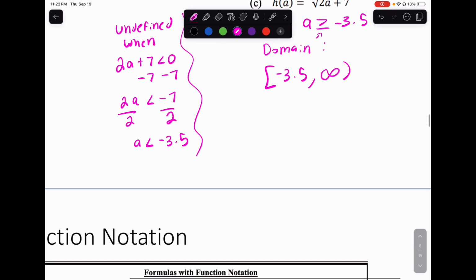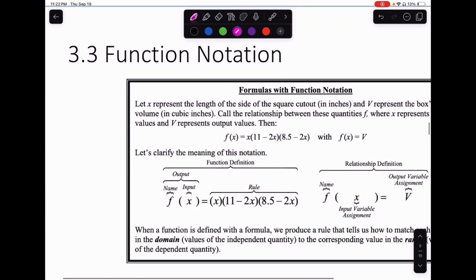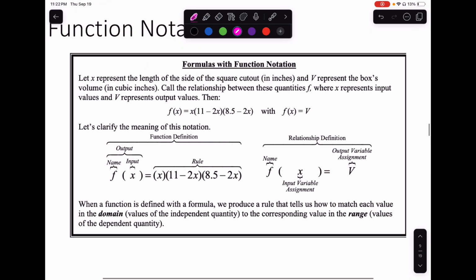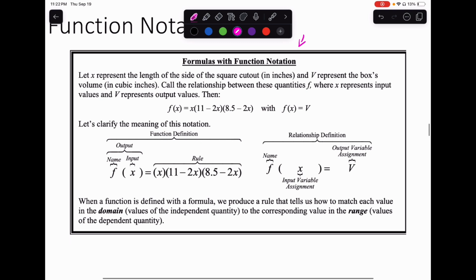Next up, we have function notation from 3.3. So there's a couple things I want to talk about. This was the definition pulled from your workbook, and this was referring to the box problem we did where we were cutting all 4 corners. But the principles are the same here, right? So they're saying let x represent the length of the side of the square cut out in inches, and v represent the box's volume in cubic inches.